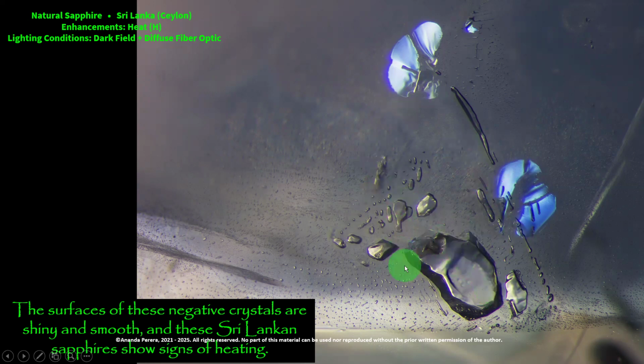It is a very good thing. The surface of these negative crystals is shiny and smooth. That is the reason: shiny and smooth because of the heat temperature used. So it is a heated stone.